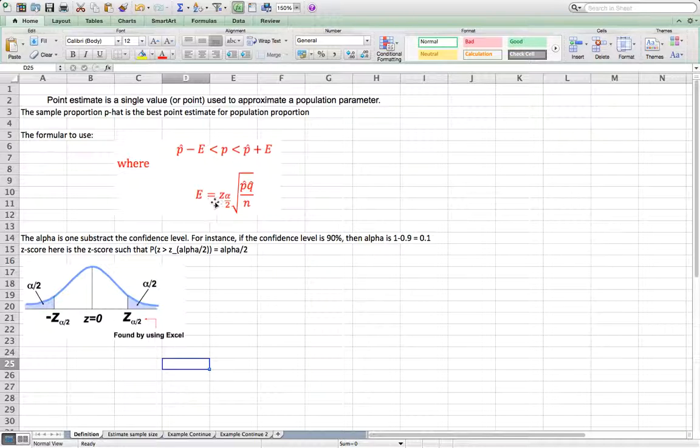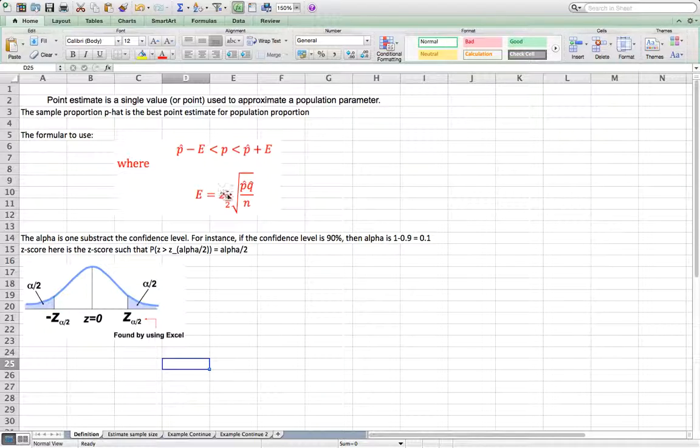E is calculated by this formula: z alpha over 2 multiplied by the square root of p hat multiplied by q hat divided by n. Here p hat is the sample proportion, q hat is 1 minus the sample proportion, n is the sample size, and alpha is 1 minus the confidence level. If your confidence level is 90%, then alpha is 1 minus 0.9, which is 0.1.